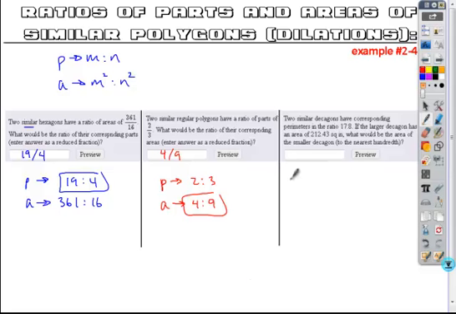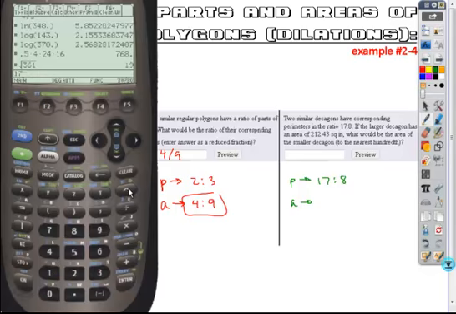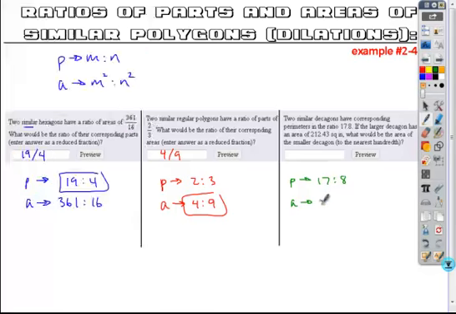You know you're dealing with two similar polygons. The ratio of parts was given as 17 to 8. That means that the ratio of their areas is going to be 17 squared, which is 289, to 8 squared, which is 64. So this tells you your conversion factor for areas is either going to be 289 over 64, or it's going to be 64 over 289. It all depends whether you're going from smaller to bigger, in which case you'd use this conversion factor, or if you're going from bigger to smaller, in which case you'd use this one.